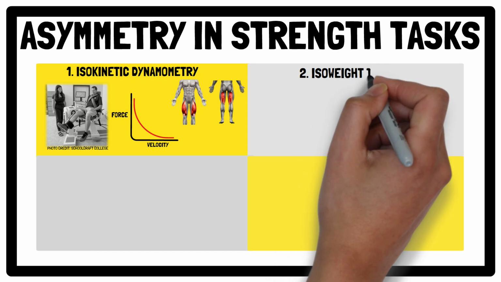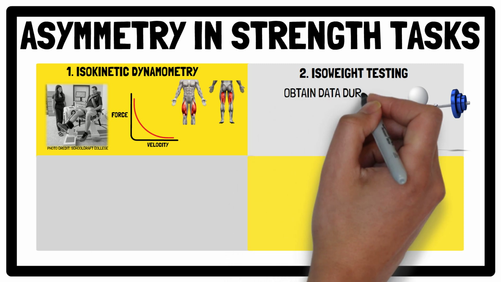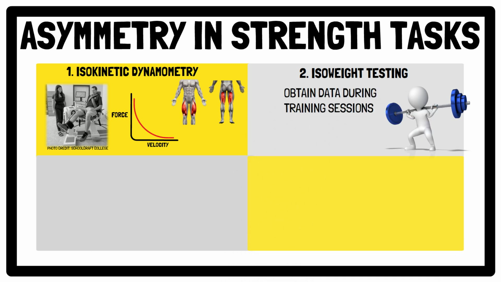Whereas compound movements, for example the back squat and leg press, using free weights or stack machines, which are often prescribed in resistance training programs, can be used to obtain asymmetry data during actual training sessions. This increases external validity. These weight testing methods are also reported to have excellent reliability.